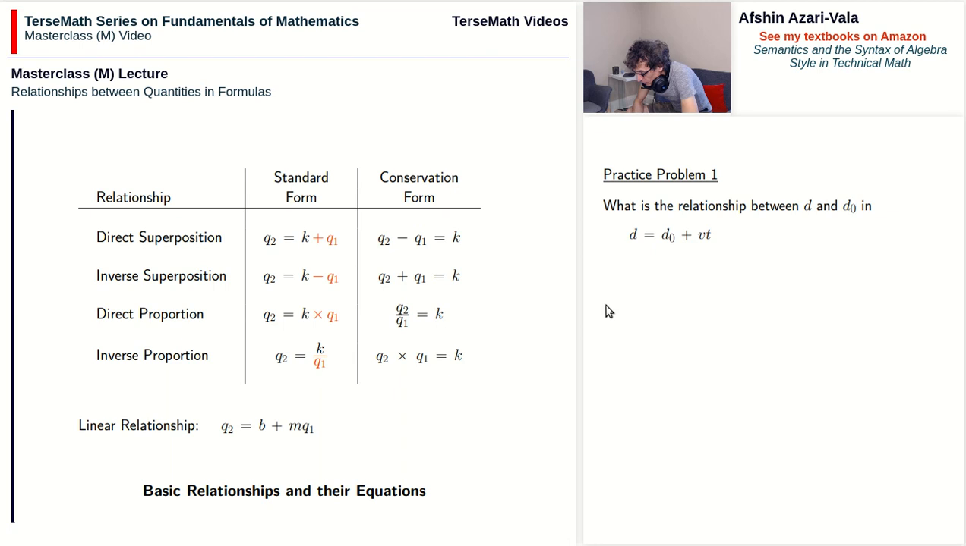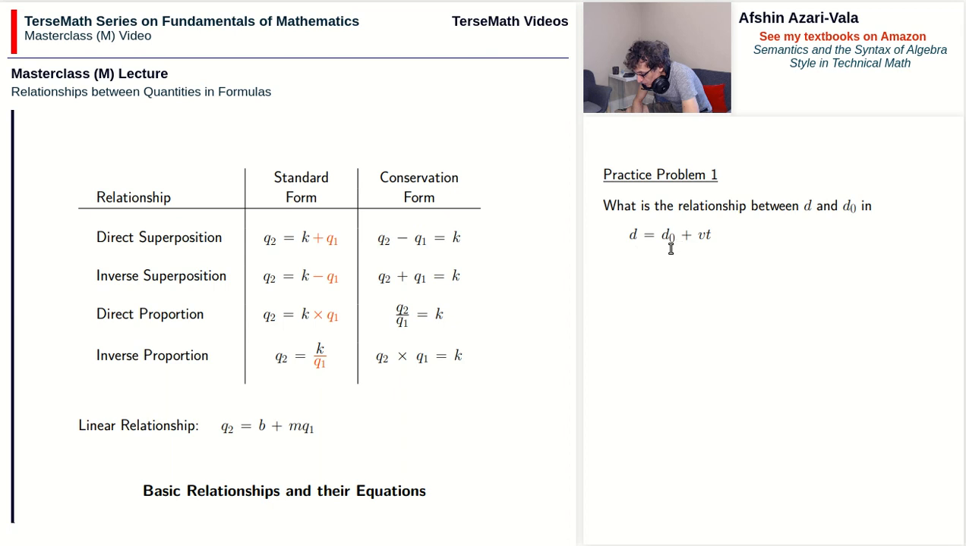Alright, problem number 1. What is the relationship between d and d0 in d equals d0 plus vt? So d and d0 are your Q1 and Q2. These are the two quantities that we want to relate. And as we said, we start with the terms that don't have the unknown and turn them into a constant. Note that the equation has been solved for Q2.